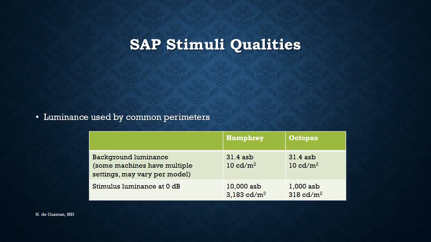Different perimeters can use different background luminances, and their decibel scales can also be different. So the Humphrey and the Octopus, the stimulus luminance at 0 decibels, or in other words, the brightest stimulus available, is different for each machine. So we have to remember that we can't directly compare the results of the two machines.